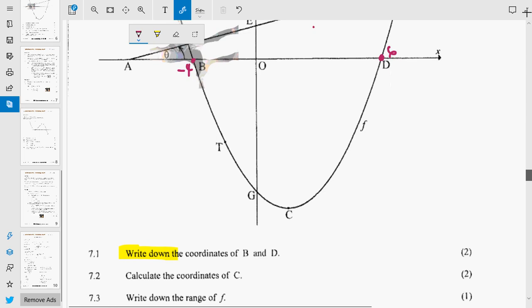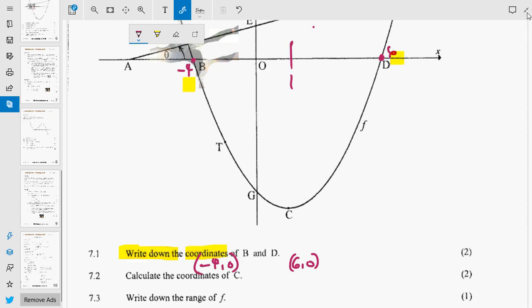They are saying determine the coordinate. -4 and 6 is not the coordinate, but the coordinate is -4, 0, and 6, 0. Okay. Now, the second part of the question wants us to calculate the coordinate of C.